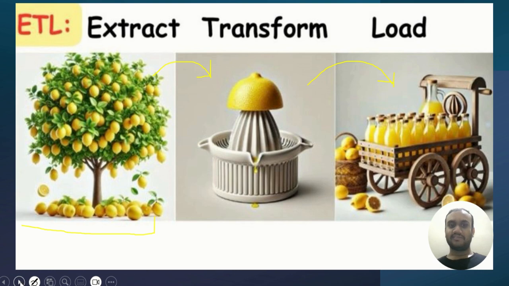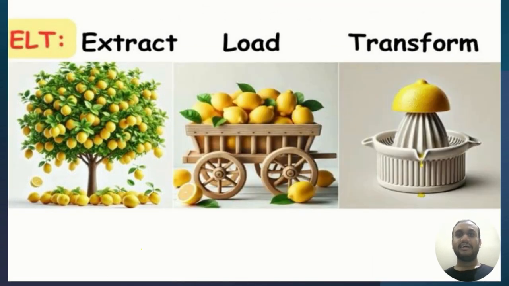Now come to the next part, which is ELT. Using the same examples, the same lemon tree and lemon juice, we are going to discuss this ELT part as well. Again, the lemon tree is your source, lemons are your raw data. Taking those lemons from the tree is called your extraction. So this entire part is the extract. Taking all the lemons from the lemon tree is called your extraction.